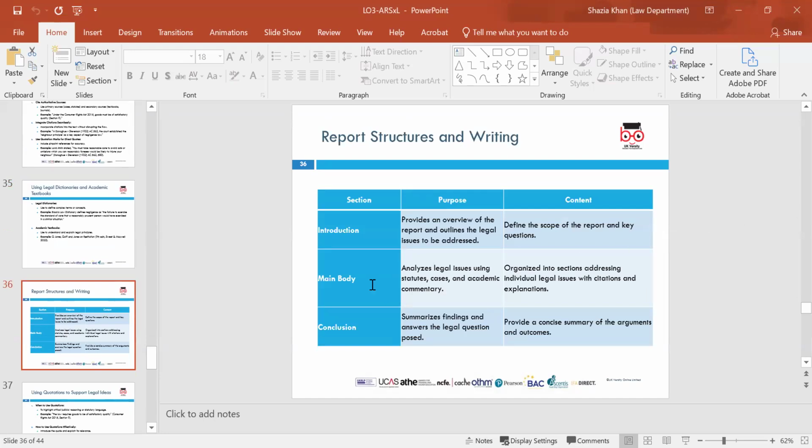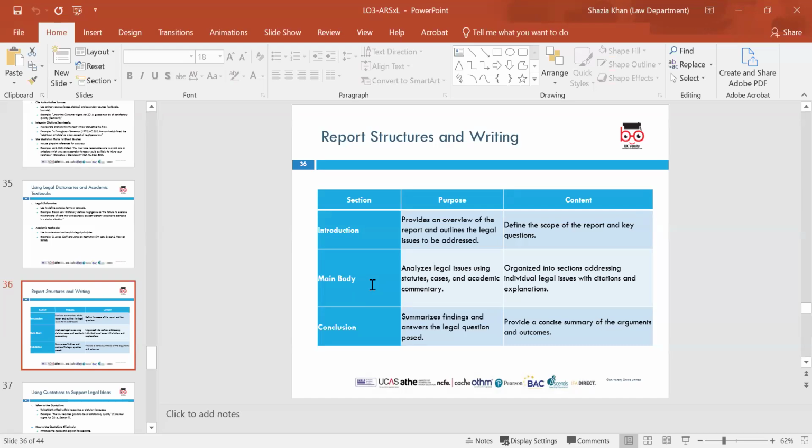So a report structure in this table looks at an introduction. The purpose of an introduction is to provide an overview of the report and outline the legal issues to be addressed. And then it looks at the element of defining the scope of the report and questions the content.